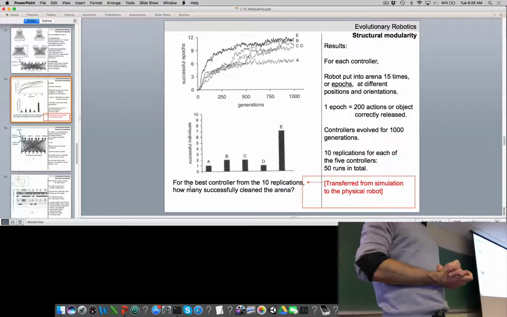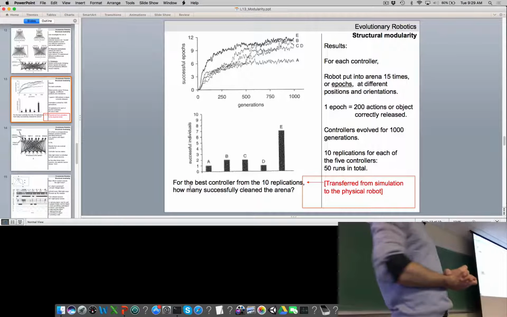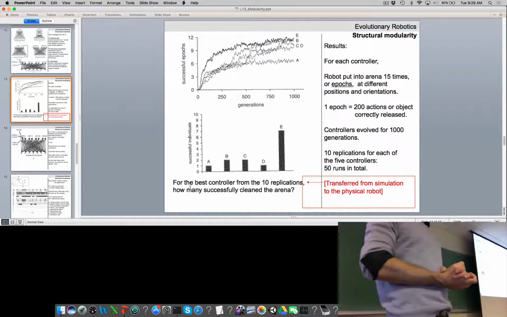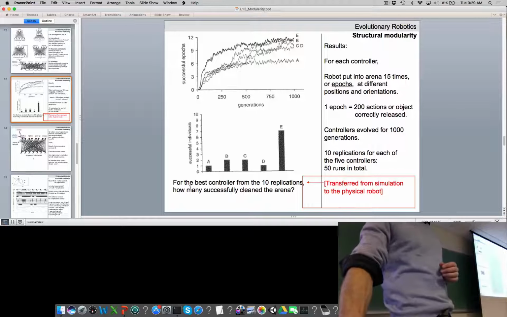Okay, so you're probably now all dying to know how evolution did this. How did evolution break this task into simpler bite-sized chunks?